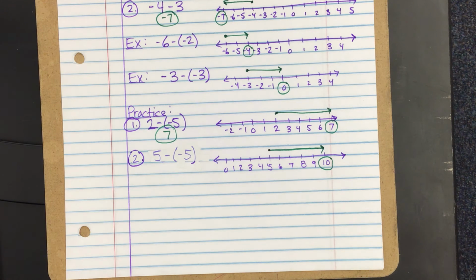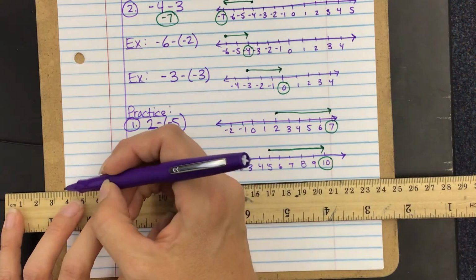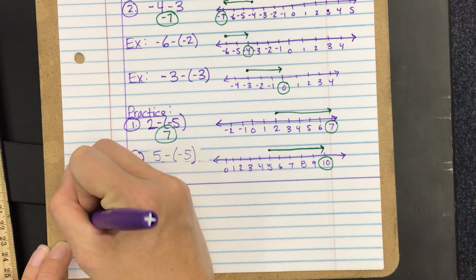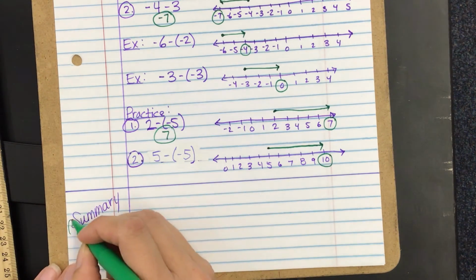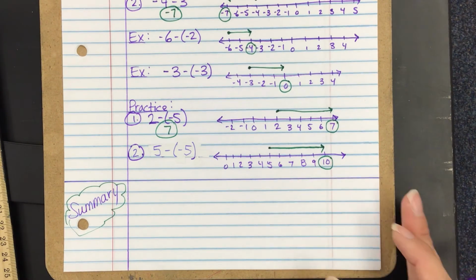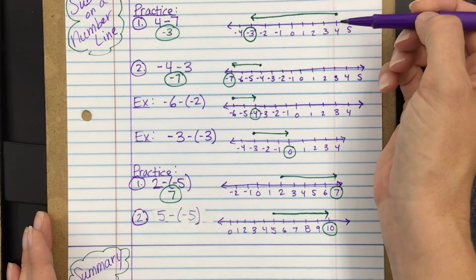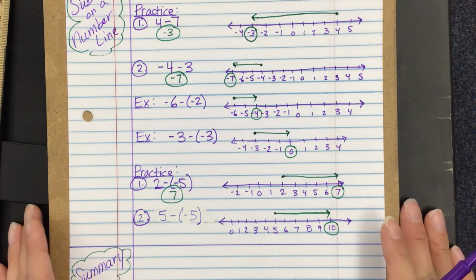So let's go ahead and just write a little summary here. I'll walk you through the summary today. Sometimes I'll have you write a summary on your own. So I think the main points here that we went over is when you subtract a positive, you move to the left on the number line. When you subtract a negative, you move to the right. So if you can remember that, that's key.